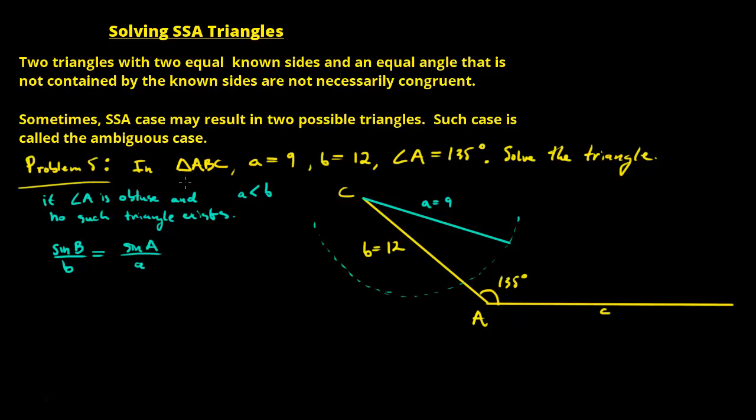Here we're told in triangle ABC, a is equal to 9 units, b is equal to 12 units, and angle A is equal to 135 degrees. Solve the triangle. So here I can see that if I draw out angle A, and then side c and the known side b, which is equal to 12, and angle A here is obtuse, it's 135 degrees.